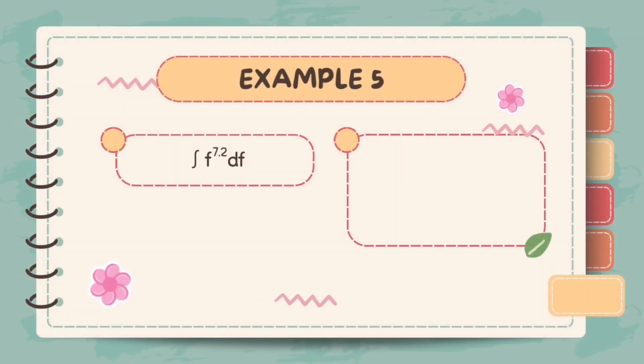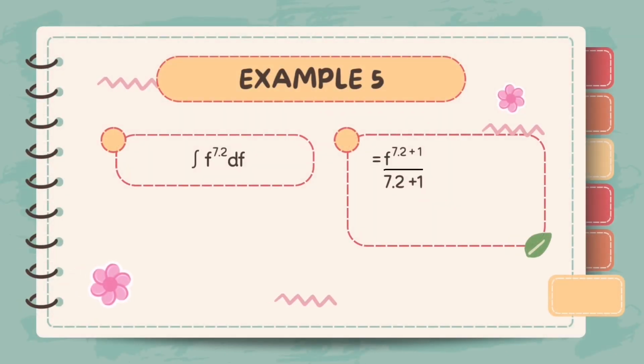Finally, for our last example, we have the integral of f raised to 7.2 df. Just like the previous examples we had, all we have to do is add 1 to our exponent. So, f raised to 7.2 plus 1 over the same value of our exponent, which is 7.2 plus 1, we will have f raised to 8.2 over 8.2 plus c.